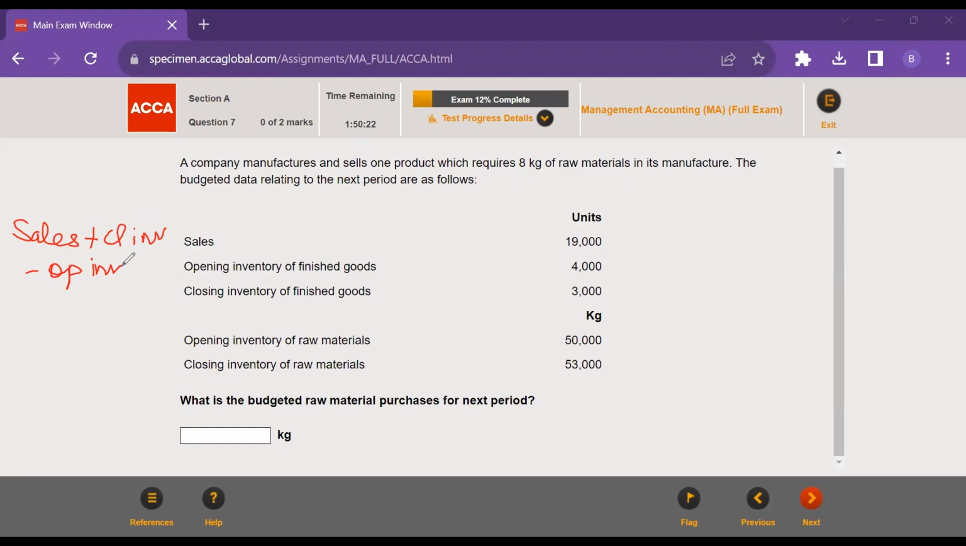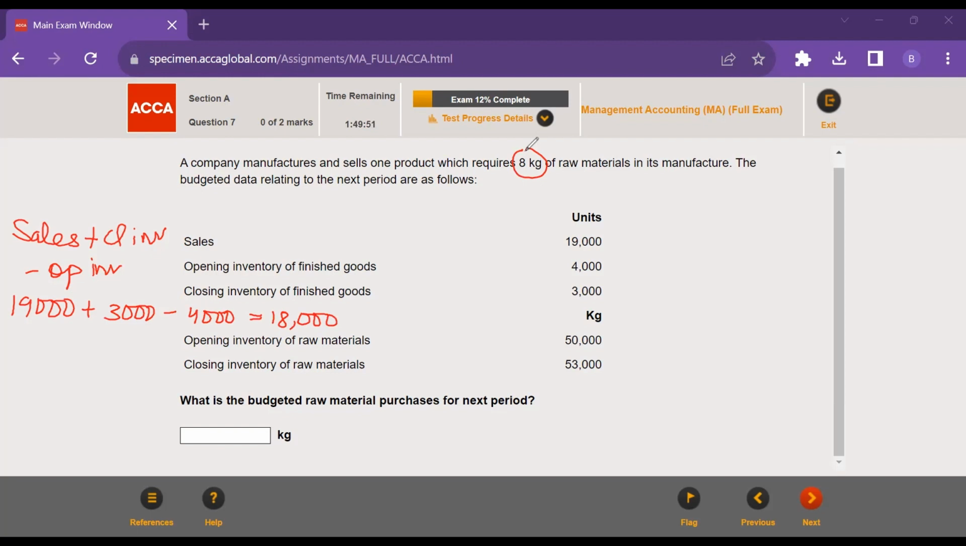So my production this time is going to be 19,000, plus my closing is 3,000, and then my opening is 4,000. That means I'm going to be producing 18,000 units in this time period. Now how much inventory do I need to produce these 18,000 units? First of all, we also have to multiply by 8, because for 18,000 units, each unit is taking 8 kgs of raw material.